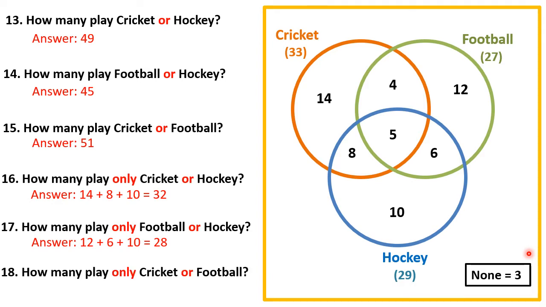Question number 18. How many play only cricket or football? That is 14 plus 4 plus 12. If we add these three values, it comes out to be 30.